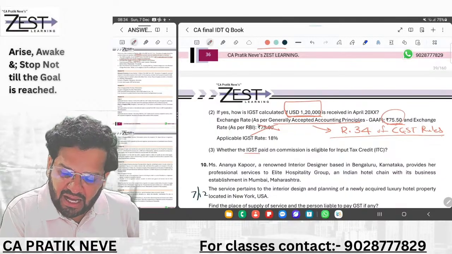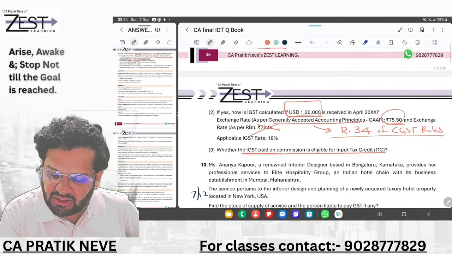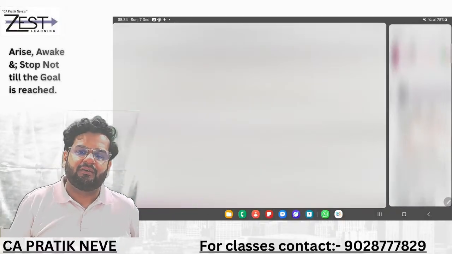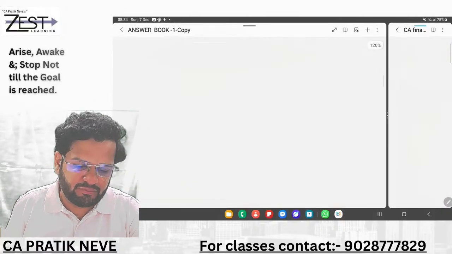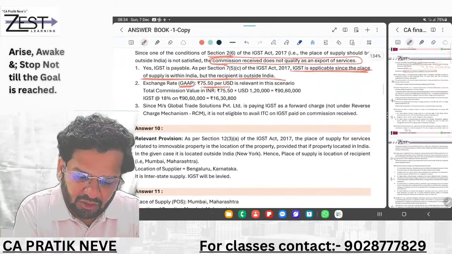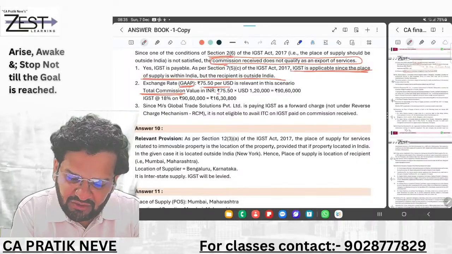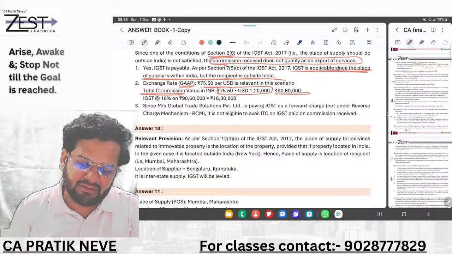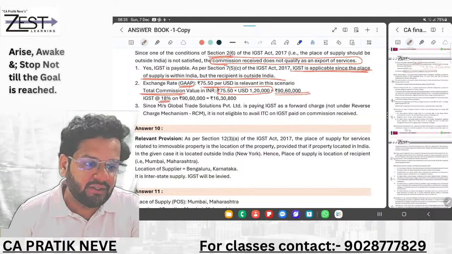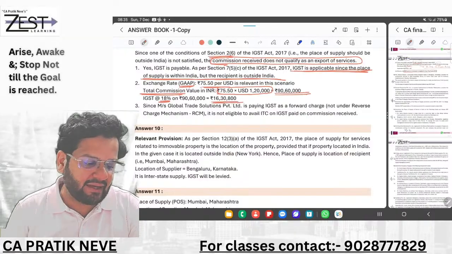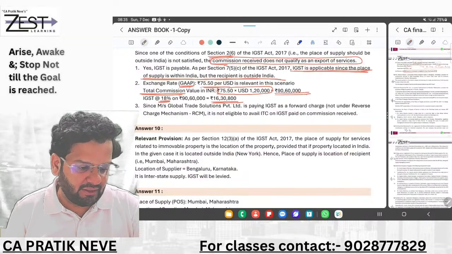Okay. Whether IGST paid on commission is eligible for ITC. Okay, let's see. Who is paying that IGST? So see, total commission is 75.5 into 1,20,000, that is 90 lakh 60,000. Calculate GST on that at 18%. It will be 16 lakh 30,800.